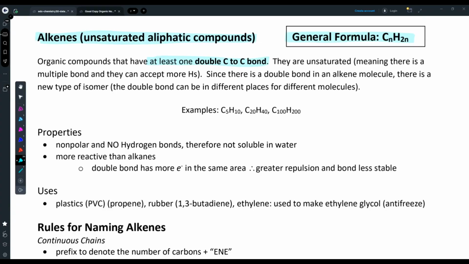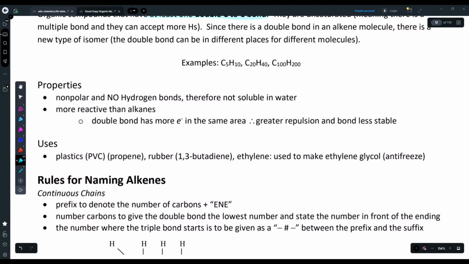Properties of alkenes: they're going to be nonpolar, no hydrogen bonds, and therefore they're not soluble in water. Just as a reminder for hydrogen bonds, you have a compound that can hydrogen bond if you have hydrogen directly attached to either oxygen, nitrogen, or fluorine in your compound. If you don't have that, then there's no hydrogen bonding. Now, alkenes, because of the presence of that double bond, are more reactive than alkanes, and that double bond is just a little less stable than the single bonds.